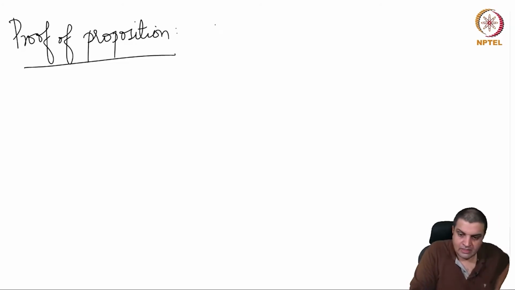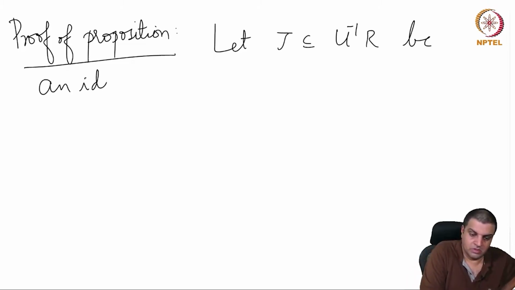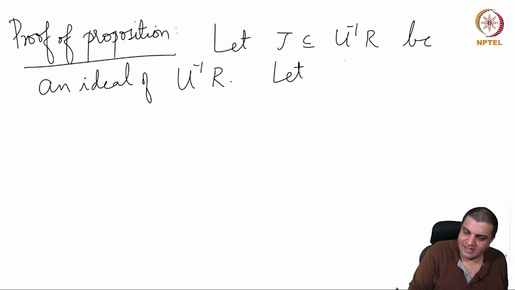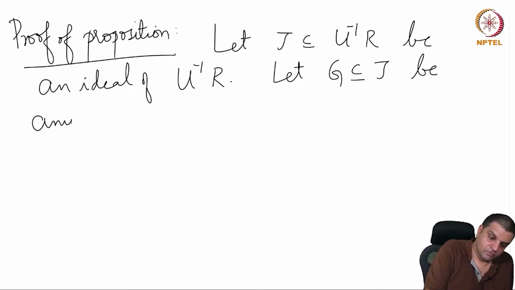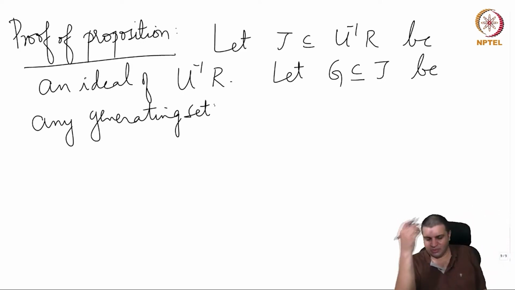Okay. So let J be an ideal of U inverse R. Let's take a generating set for it. Let G inside J be a generating set. Okay. So we just keep saying generating set. There is no substantial significance to that statement in this proof.